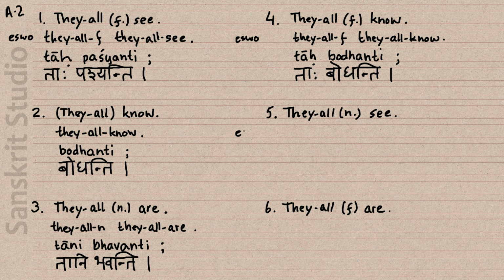So we do our eswo. They all N, and then they all C, and they all N. The neuter variant is tani, and it's about seeing, so it's pashati, but in plural pashanti.